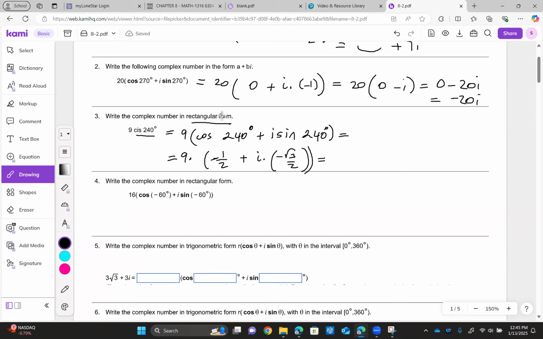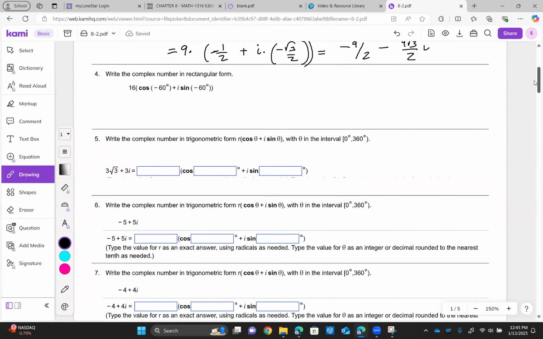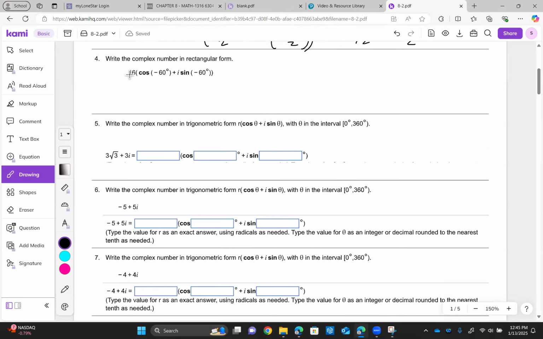Now, 9 times -1/2 is -9 over 2. And then minus, since positive times negative is just minus. When you multiply 9 by this, you will get 9 root 3 over 2 times i. Again, I'm leaving the answer in the exact form. If MyMathLab wants you to change these numbers to decimals, put them into the calculator and give them the decimal corresponding. For number 4, a very similar question.